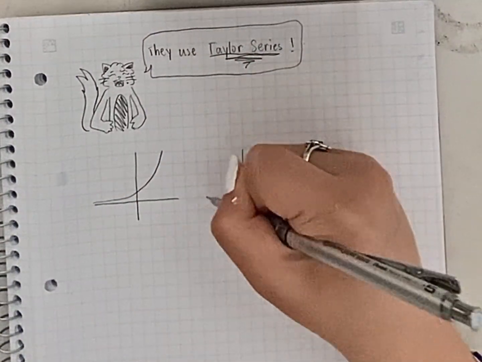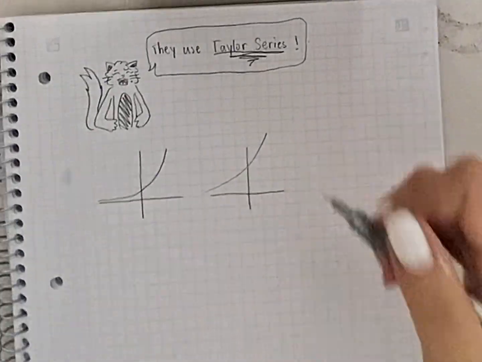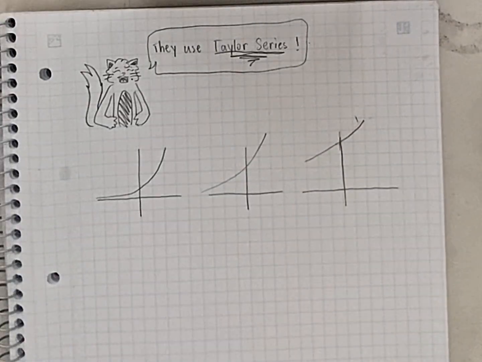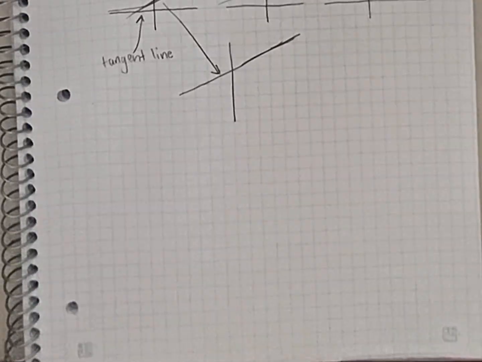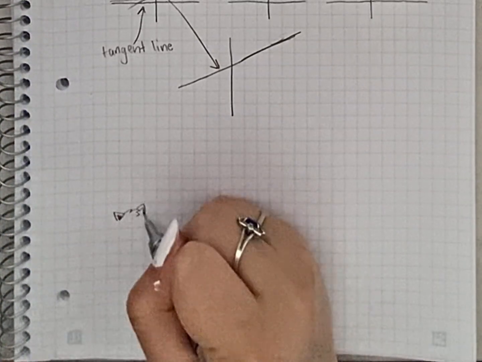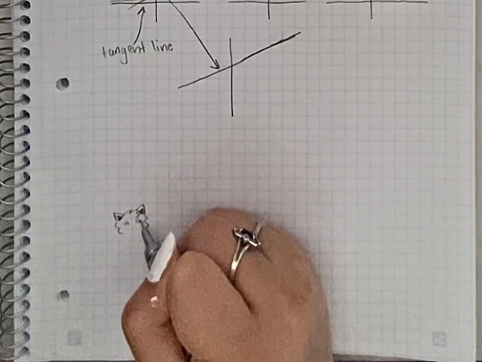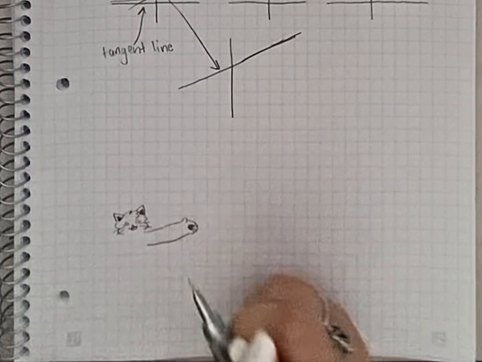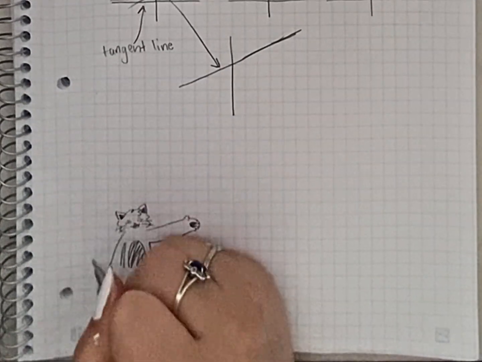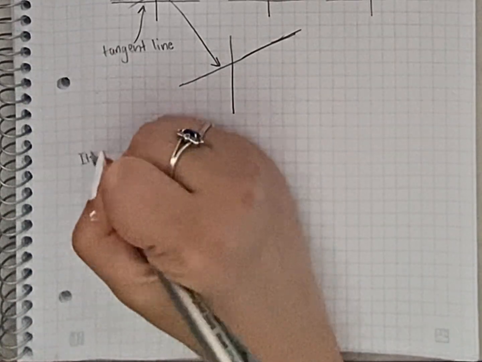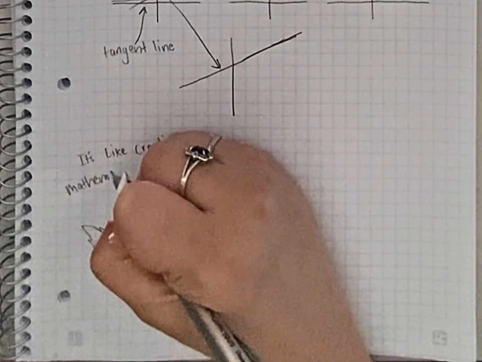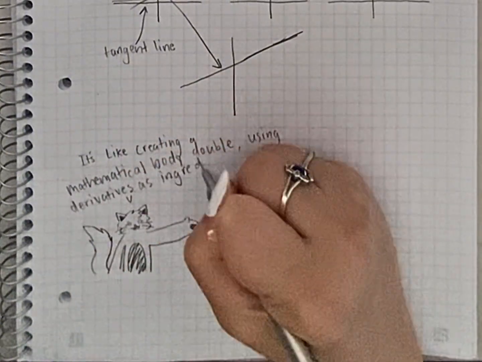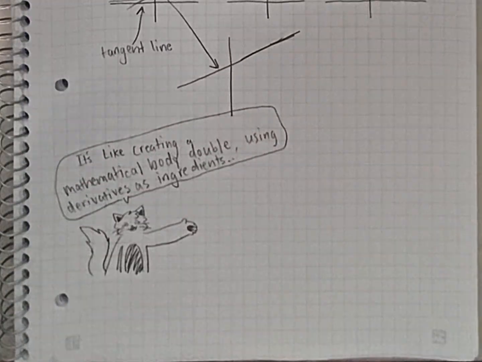Let's start simple. When you zoom in close to a smooth curve, it starts to look straight. That's the idea behind linear approximation. We use the tangent line to estimate the function nearby. But a straight line only captures the slope. What if we want more detail, like how the function bends or twists? That's where Taylor series comes in. The idea is to build a polynomial that mimics the original function at one point, not just its height, but its slope, or first derivative, its curvature, second derivative, its twist, the third derivative, and so on. It's like creating a mathematical body double, using derivatives as ingredients.